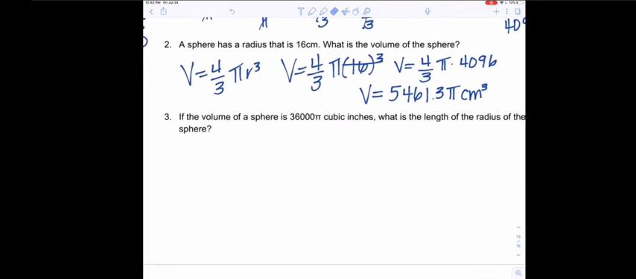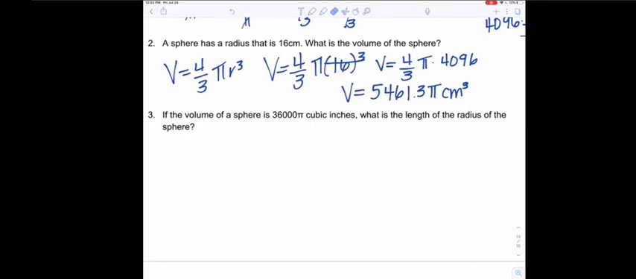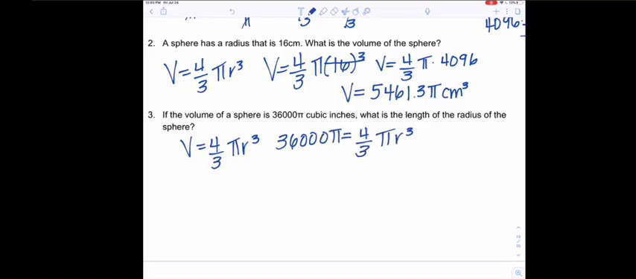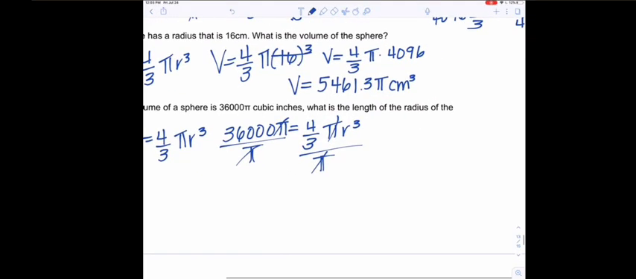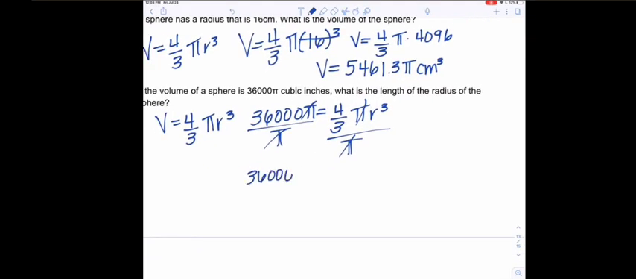Okay, there we go. So it says, if the volume of a sphere is 36,000 pi cubic inches, what is the length of the radius of the sphere? Okay, so we got a lot going on here. Let's go ahead and start out with our equation. Volume equals 4/3 pi r cubed. And let's do 36,000 pi equals 4/3 pi r cubed. First things first, divide by pi to get rid of it. Cancels it out. Now I have 36,000 equals 4/3 r cubed.